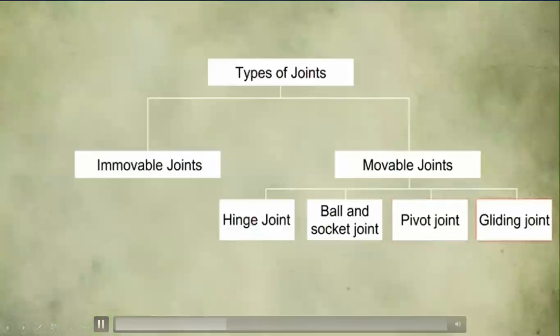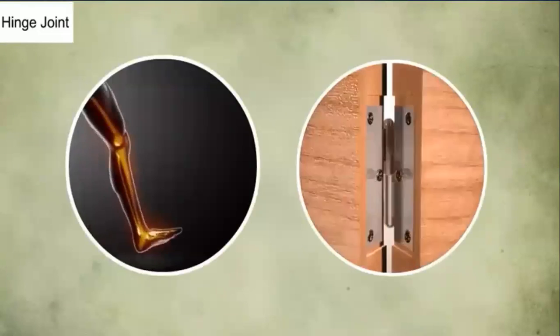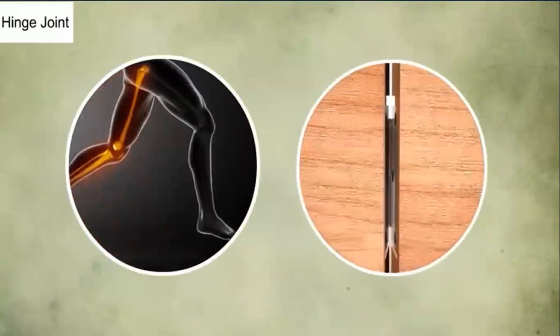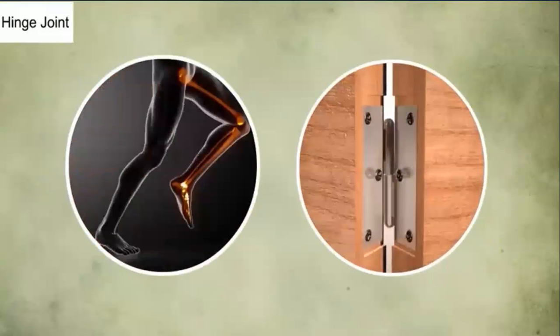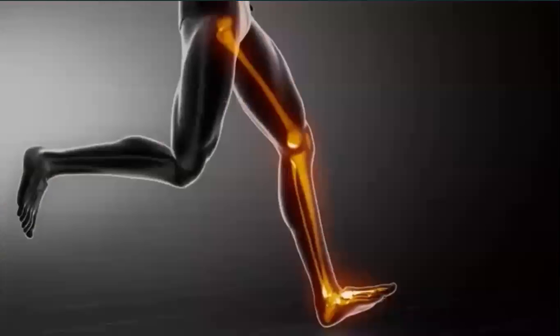So, hinge joint, ball and socket joint, pivot joint, and the gliding joint. First we are going to study the hinge joint. The hinge joint is exactly like the hinges present in a door. It works exactly like these hinges.